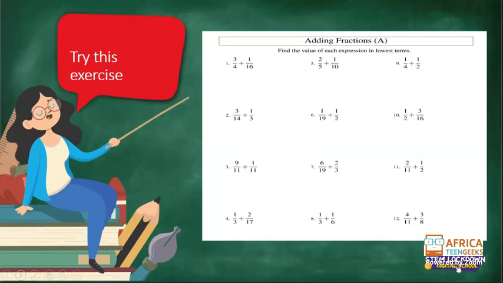I see Khadija says it's 3 over 6. How did you get to 3 over 6, Pilisiwe and Khadija? How did we get to 3 over 6 when we have 1 over 3 plus 1 over 6?